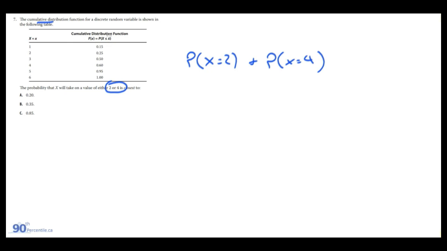Important to note that this is a cumulative distribution function, not the individual probability. If we're looking here, the probability of x being equal to 2 is not 0.25, it's actually the difference between these two, because the probability of x being 1 is 0.15, and then the probability of x being 2 or 1 is 0.25, so 2 must be the difference, which is 0.1. And then for 4, it's the same thing, it's the difference between the 0.5 and the 0.6, which is also 0.1. Sum these two together, and we get 0.2, which is our answer.